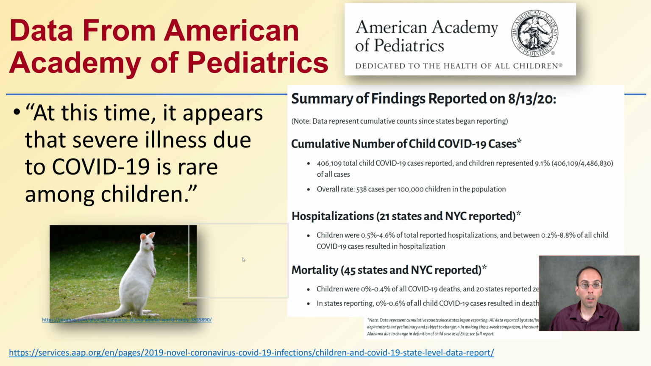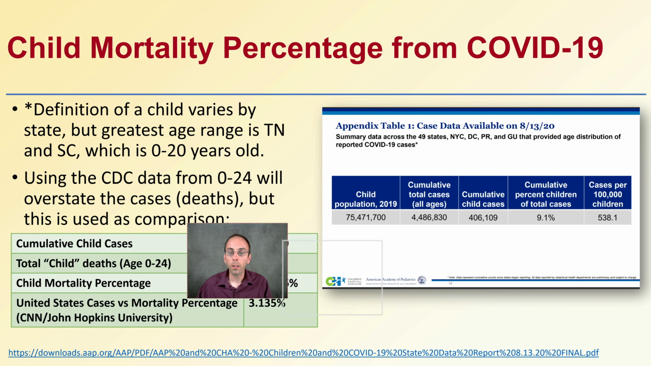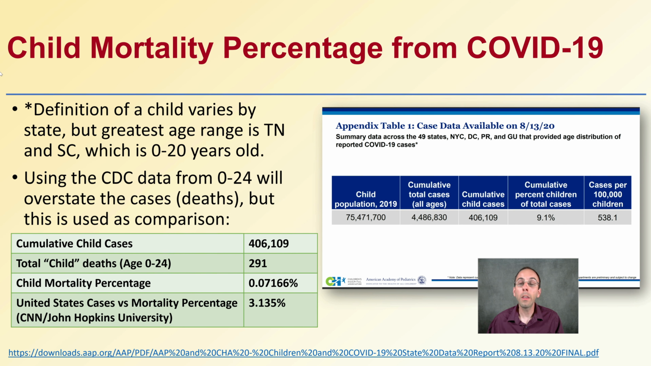Looking here at data from the American Academy of Pediatrics, they stated that at this time it appears that severe illness due to COVID-19 is rare among children, and they have some information current as of August 13th, 2020. Of note, children were 0% to 0.4% of all COVID-19 deaths, and 20 states reported 0 child deaths. Now, the definition of a child does vary by state, so it makes it a little hard to do some comparisons.